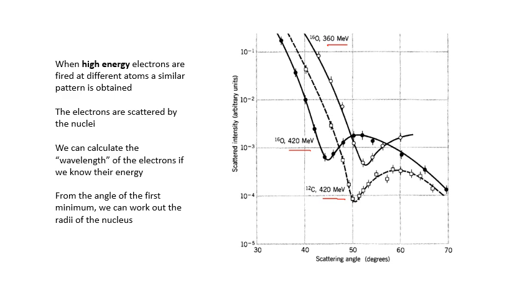We can work out the wavelength of the electrons if we know their kinetic energy, and then we can work out their momentum. We're going to have to use a bit of relativity because they're so fast. Don't worry about that yet. You can work out their wavelength using the de Broglie equation, and from the angle of the first minimum, you can work out the radii of these nuclei.